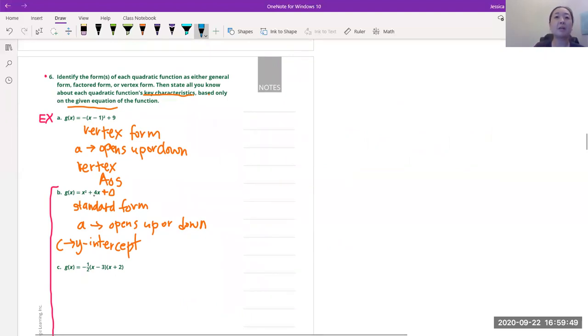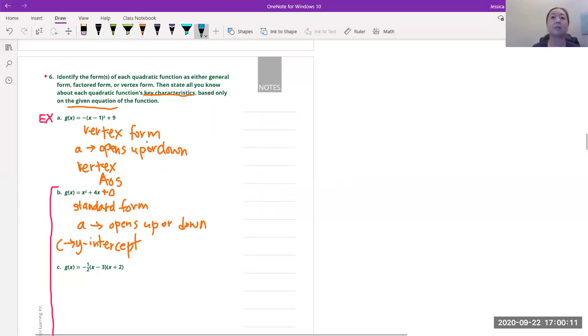And for this one right here, let me finish this first. So in vertex form, remember, like we said earlier in the video and earlier in the lesson, we know A, whether it opens up or down, and we also know the vertex, as well as the AOS, because if you know the vertex, you know the AOS, because AOS is just that x part, and we know where it's located, right?